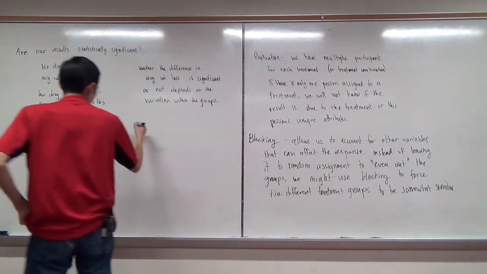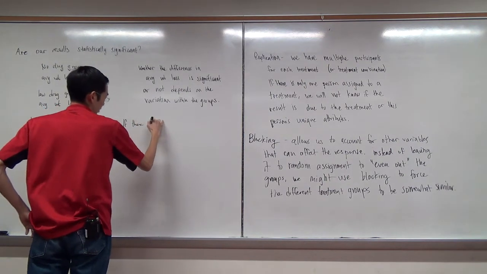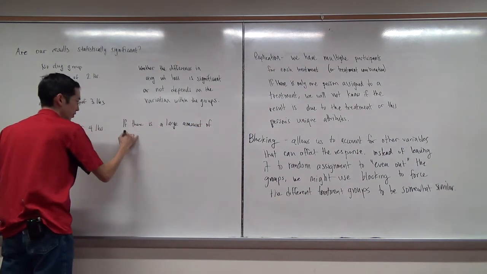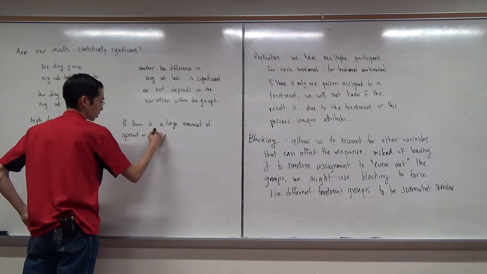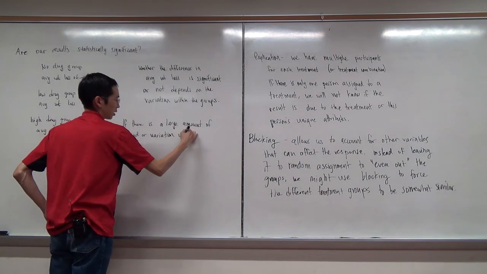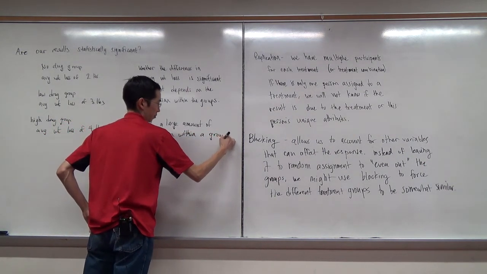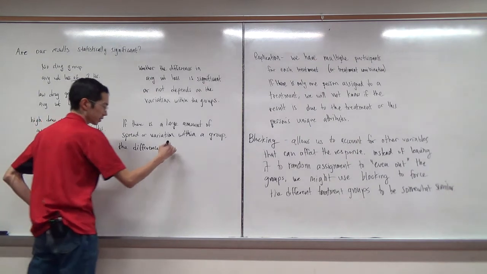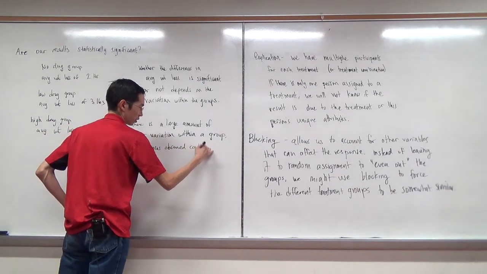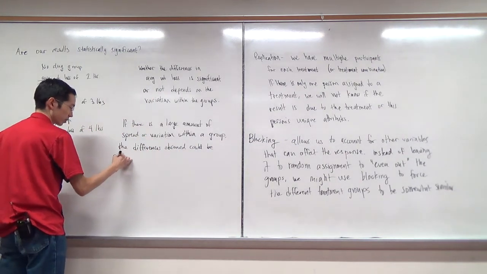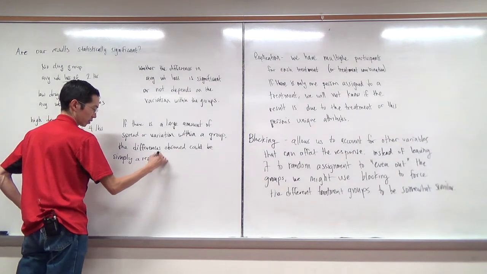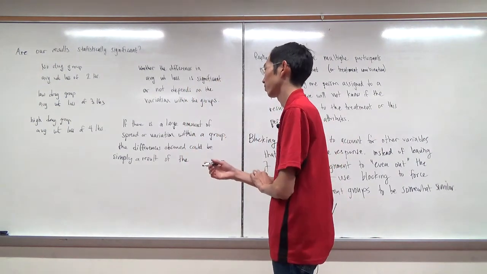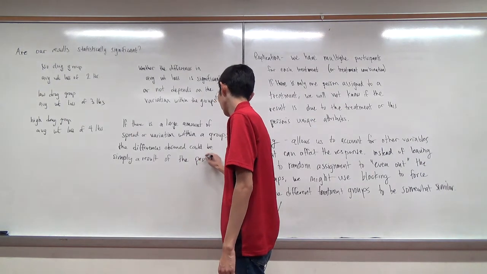Okay, so if there is a large amount of spread or variation within a group, the differences observed could be simply a result of the people who are randomly assigned to the group.